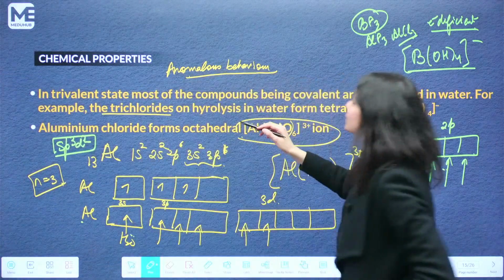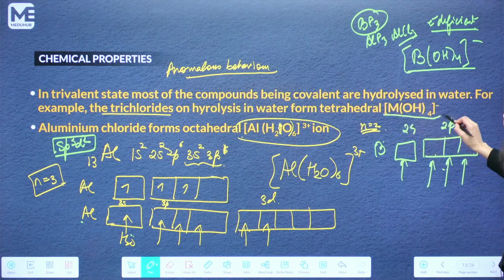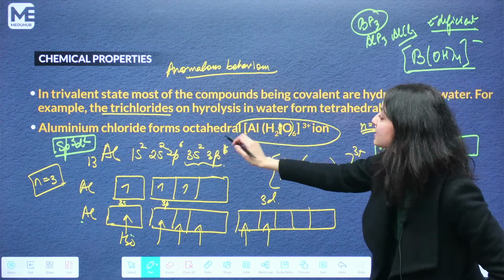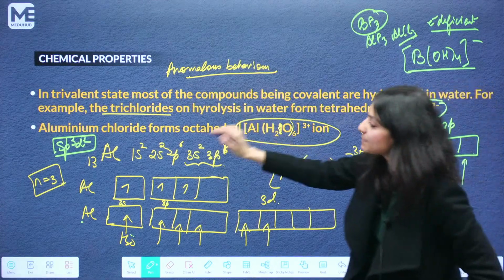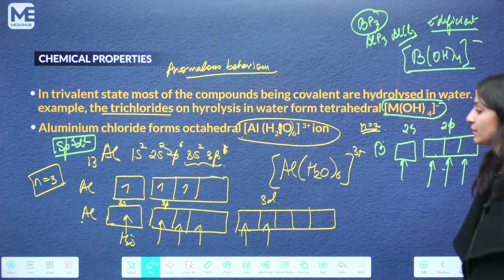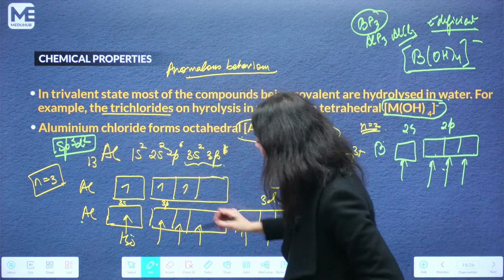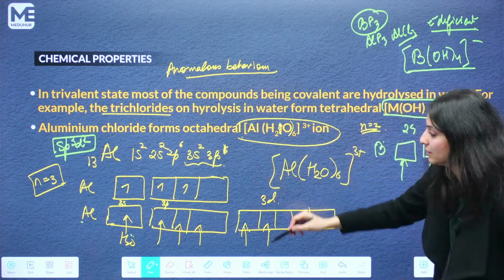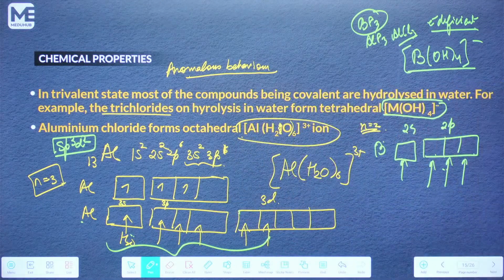So, this is the difference between boron and the rest of the elements. Boron can only form a tetrahedral complex in water, whereas the rest of the elements like aluminium in AlCl3 can form an octahedral complex because it can expand its covalency to 6 rather than staying just at 4. And the hybridization would be sp3d2 because it is using the 2 3d orbitals also from here. So, these hybridize together to give sp3d2.